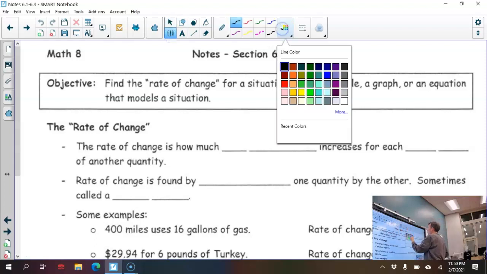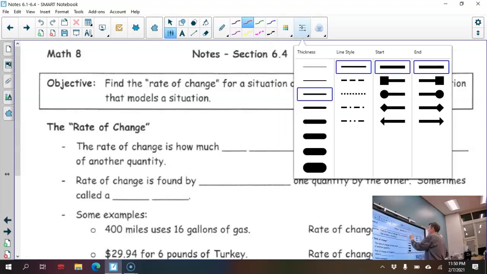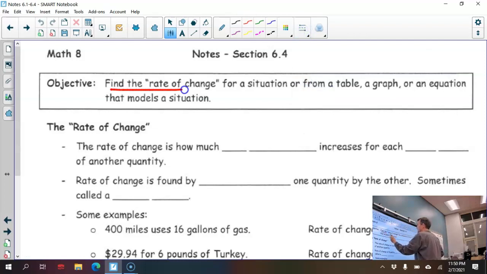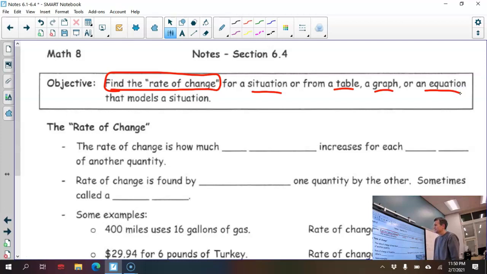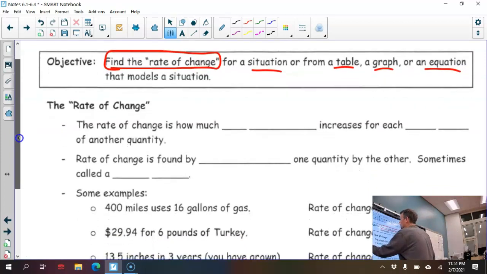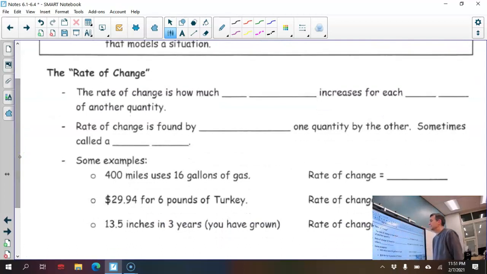You can see that our goal today, our objective, is to find the rate of change from a situation, from a table, from a graph, or from an equation. We can find a rate of change. So first, let's learn what a rate of change is.